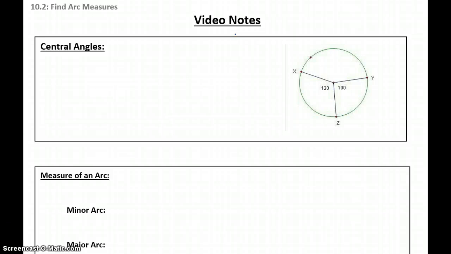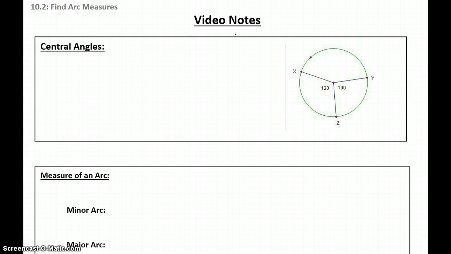Hello Geometry! Today we're going to be talking about section 10.2, finding arc measures. To find the measure of an arc, that is the degree of the arc, we are going to be using the angles inside of a circle. The first type of angle we are going to talk about is a central angle.